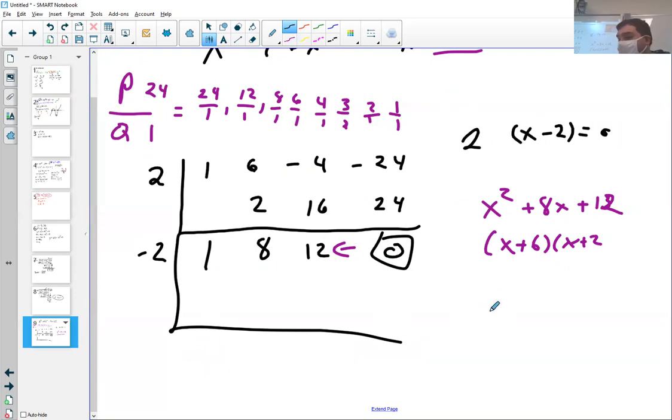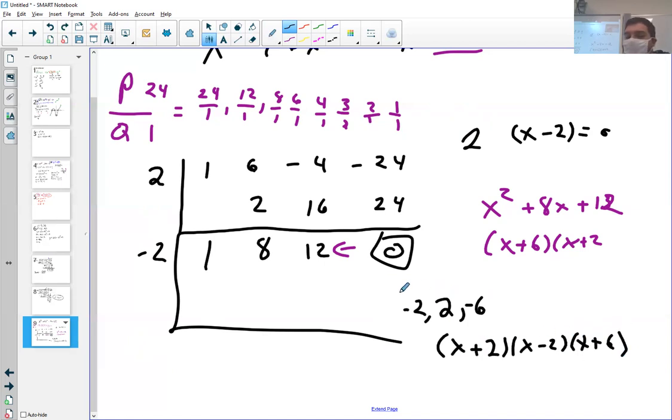So I will ask you for the zeros, which are 2, -2, and -6. And then I'll ask you in the multiplication, there is a +2 from the original: x plus 2, x minus 2, and x plus 6. So I'm going to ask you for both, so just write both.